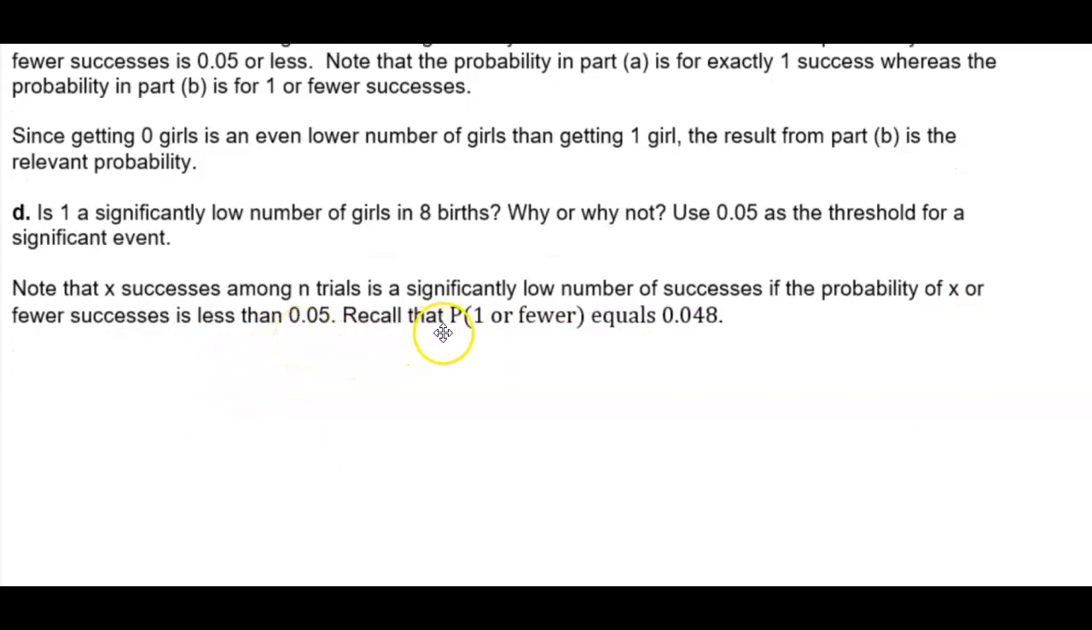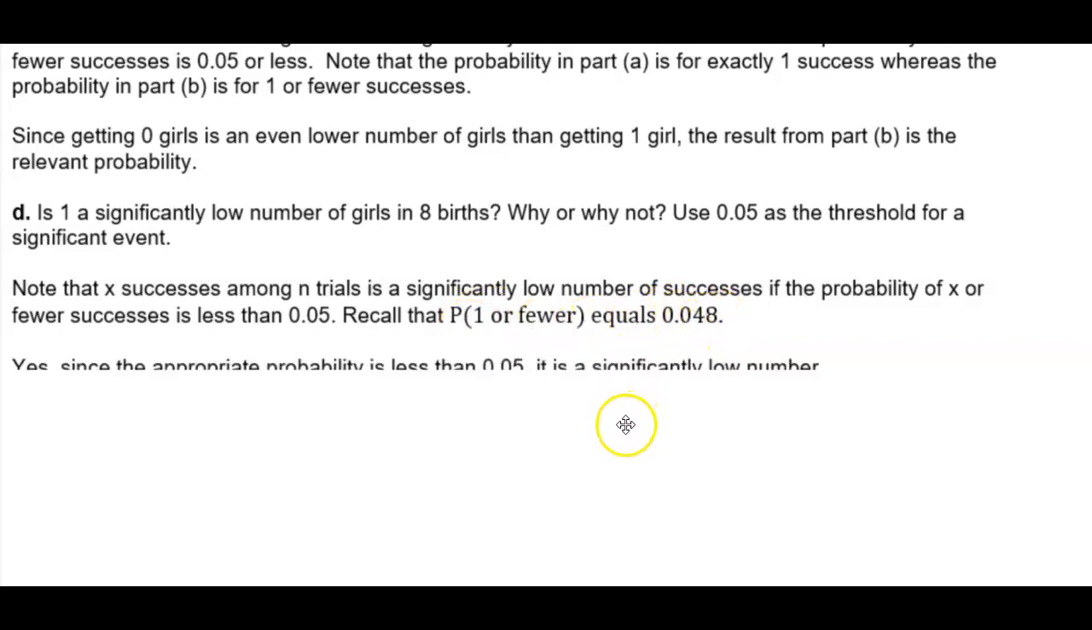Now recall that the probability of 1 or fewer equals 0.048. So we can see that this number 0.048 is less than 0.05. So we would say yes, since the appropriate probability 0.048 is less than 0.05, it is a significantly low number.